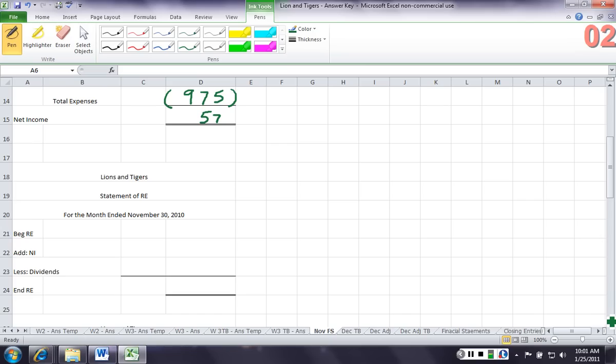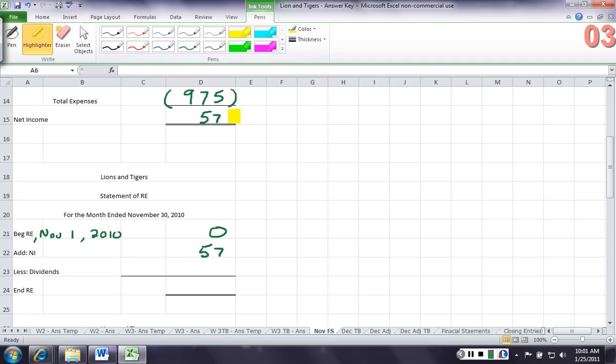The second statement we do in the sequence is we do our retained earnings statement. Notice the date range is for the month ended. Now this was the first month of the company, so the beginning retained earnings would have been for November 1st, 2010, and the answer here would have been 0. We had 0 retained earnings. The net income reported for November 2010 was 57.